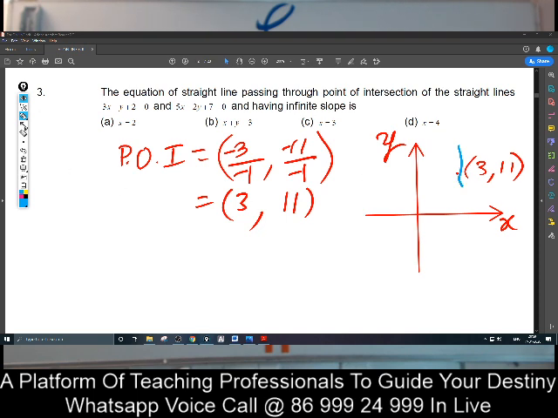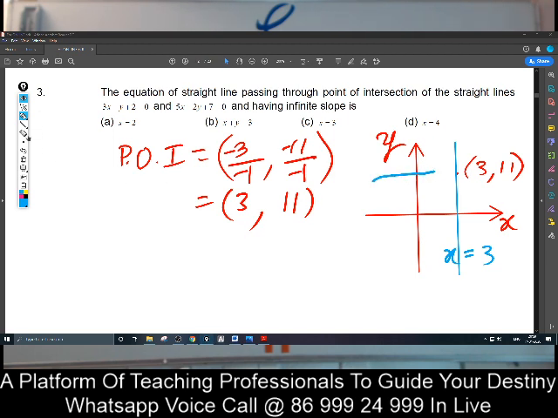Understand this. I need a vertical line. The vertical line passing through (3, 11) is nothing but x is equal to 3, whose slope is infinite. Similarly, the horizontal line may be asked.